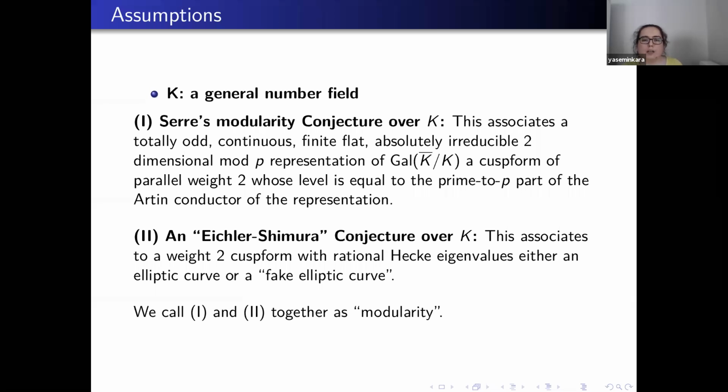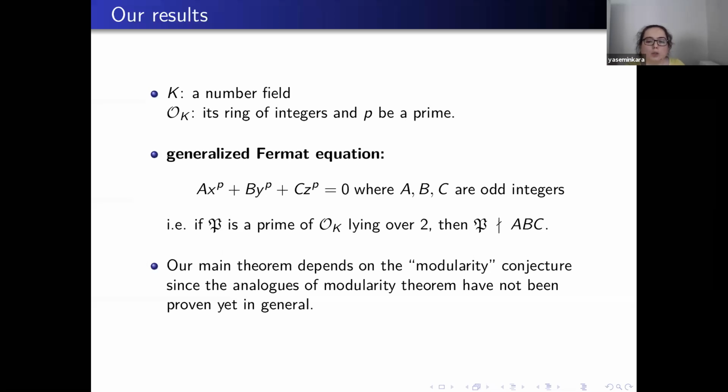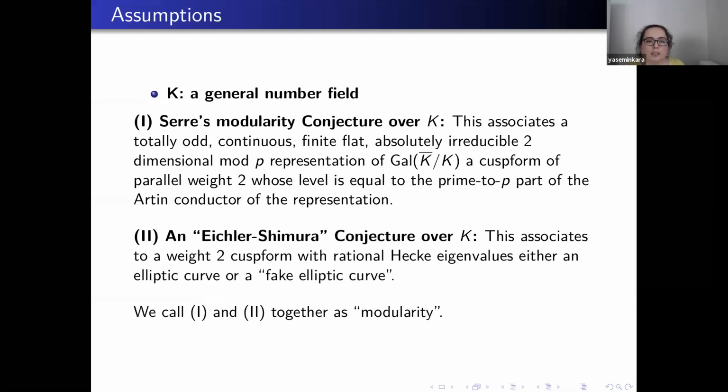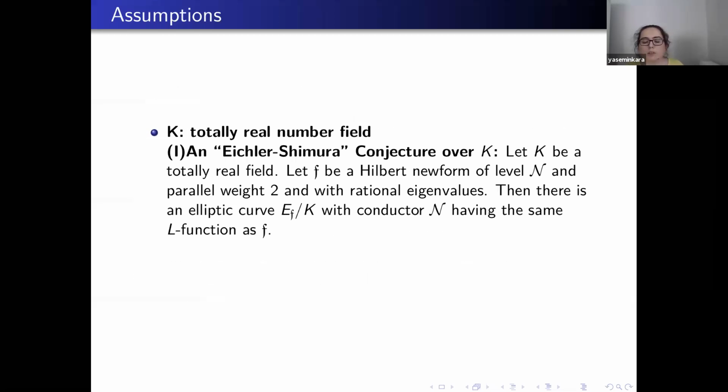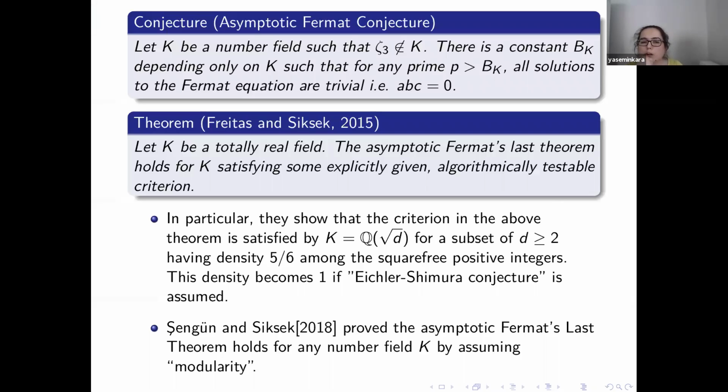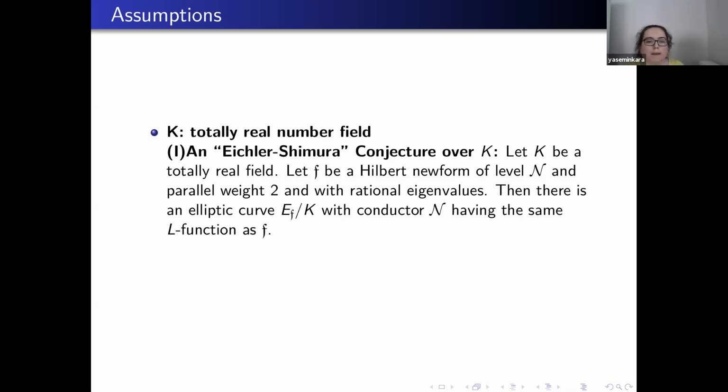This is too technical, but this 1 and 2 together is called modularity, because for a general number field, we don't have the modularity theorem. Okay. So if you assume these assumptions, these conjectures, they prove that the asymptotic Fermat theorem holds for any number field. So you have these three big ingredients, these three big theorems. You have two of them, but you don't have the modularity, so you have to assume the conjectures.